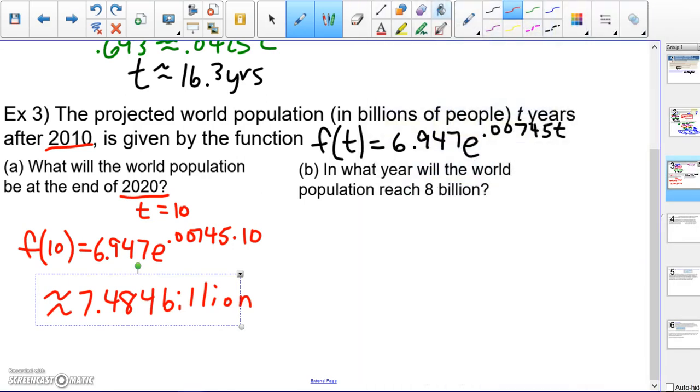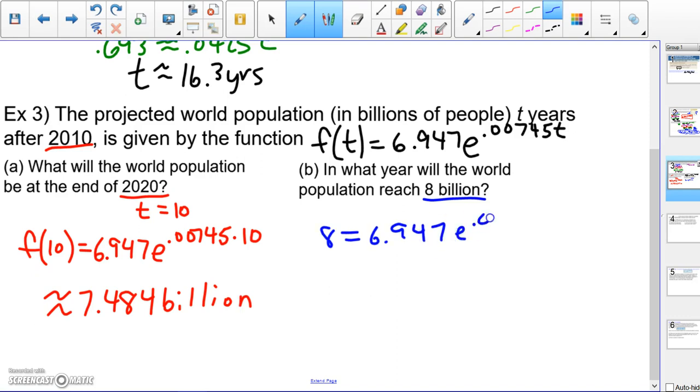What will the world population be? About 7.5 billion. Part B: In what year will the world population reach 8 billion? So that's a Y number, so put that on the left side of your model. 8 equals 6.947 e to the 0.00745 t. T is what we're trying to find, so we're solving for t. We're going to have to isolate. Seems like that's what we always do.